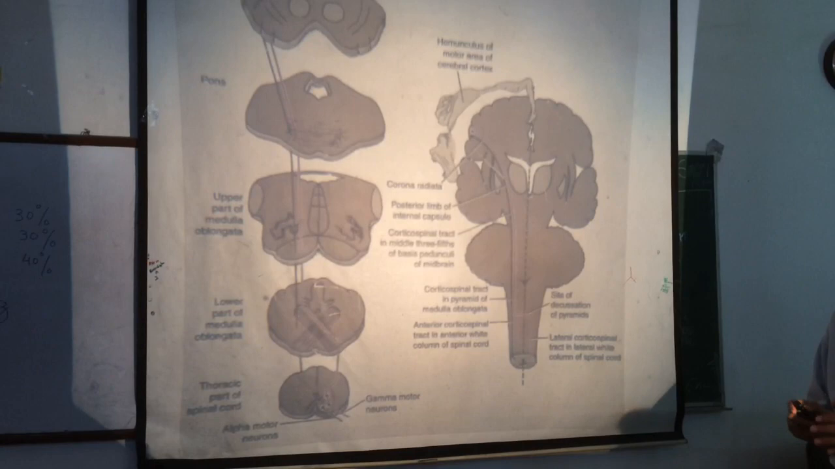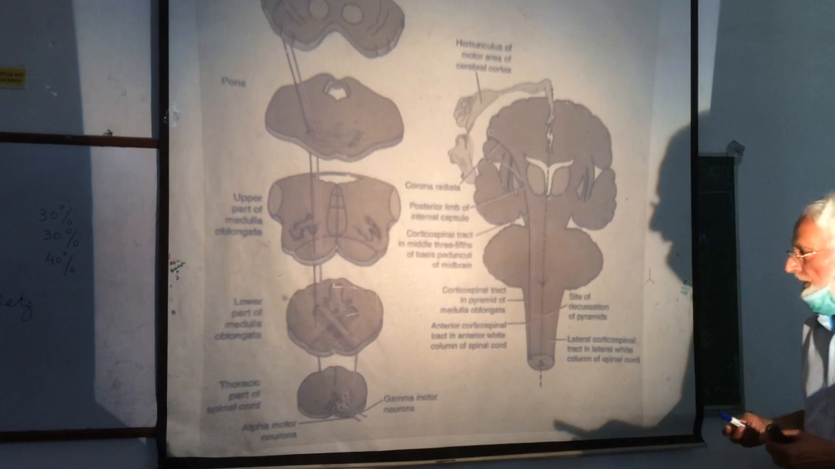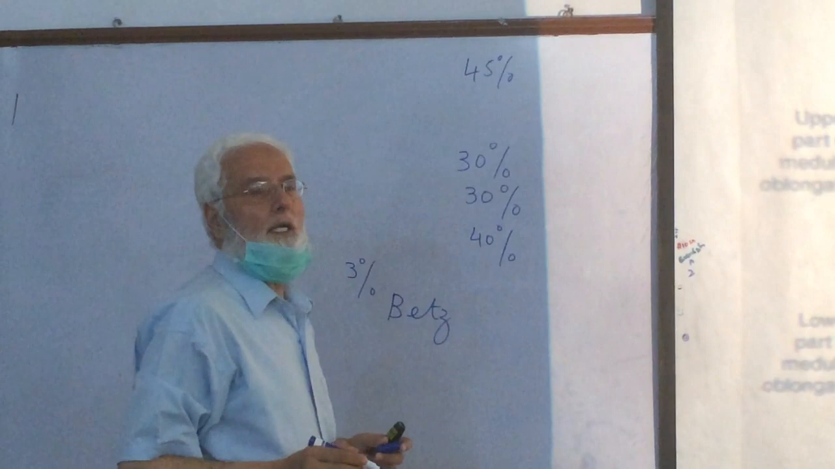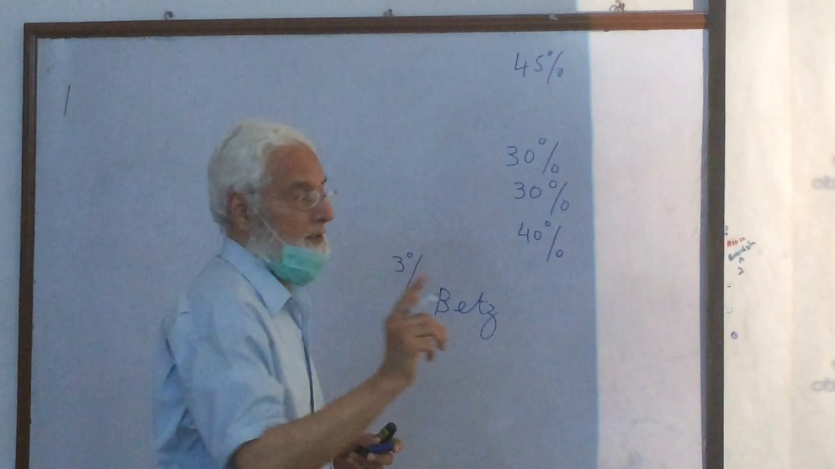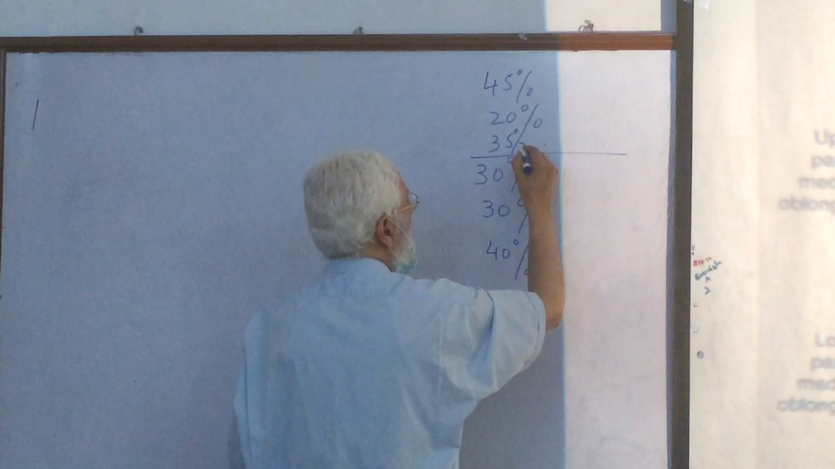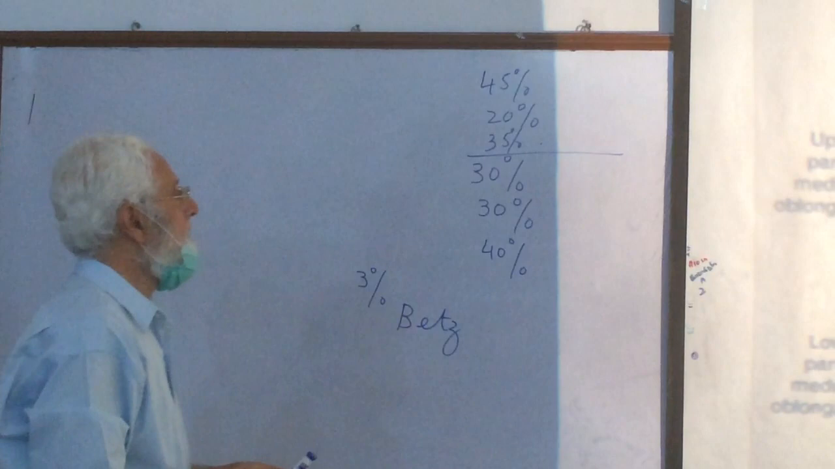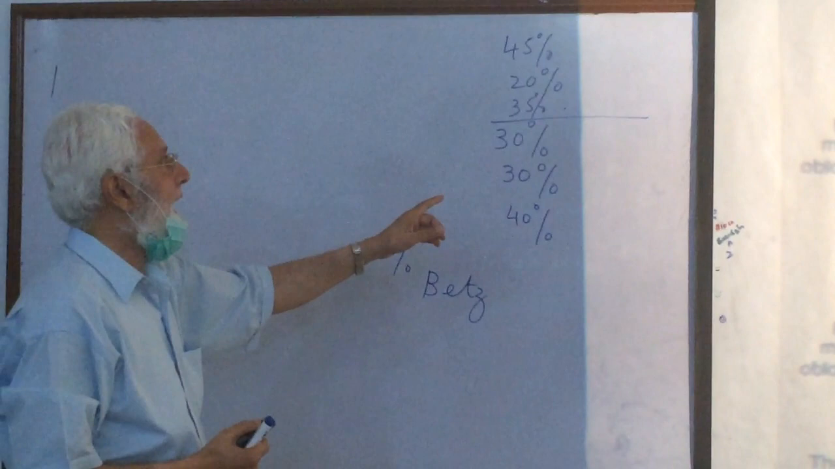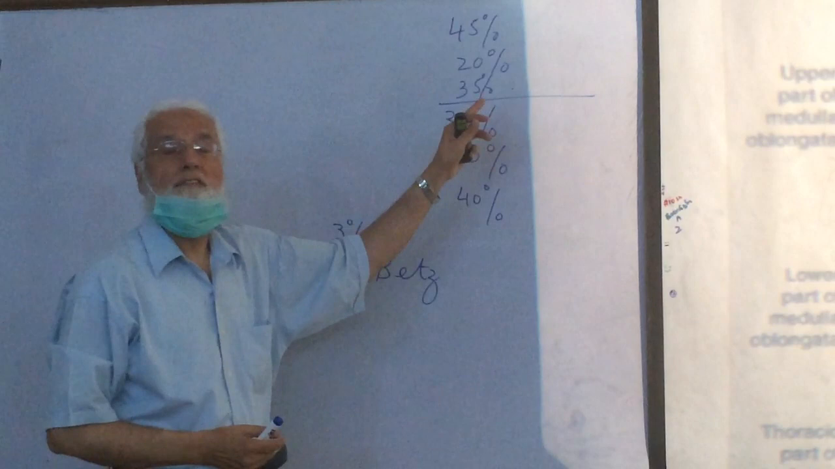Now as the corticospinal tract descends, 45% of nerve fibers terminate in the cervical segments of the spinal cord, 20% terminate in the thoracic segments, and the remaining 35% terminate in the lumbar segments. So the tract fibers terminate 45% in the cervical segments, 20% in the thoracic segments, and the remaining 35% in the lumbar segments of the spinal cord.